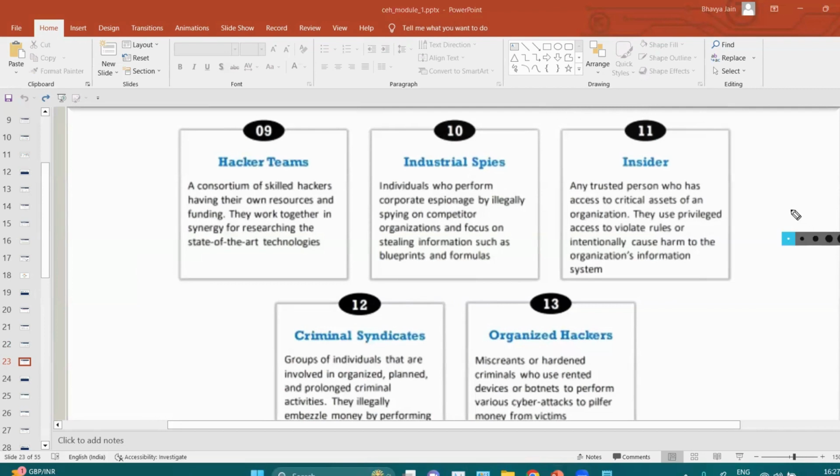Then we have insiders. An insider is a trusted person who is working in the company and hacking their own company. Then we have criminal syndicates, which are groups of individuals doing illegal or criminal activities, mainly for financial reasons. Then we have organized hackers, who use other resources to hack the company, for example botnets and other rented devices. They rent devices to hack other companies for other motives.